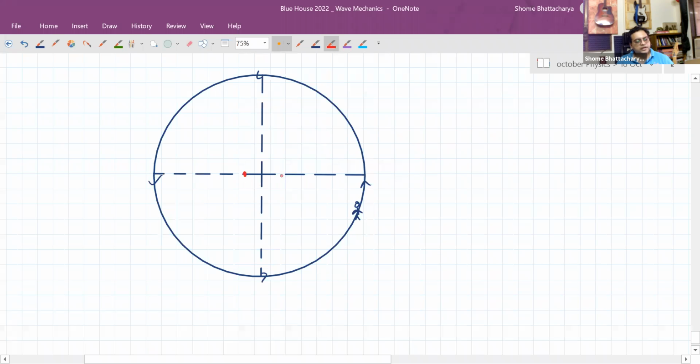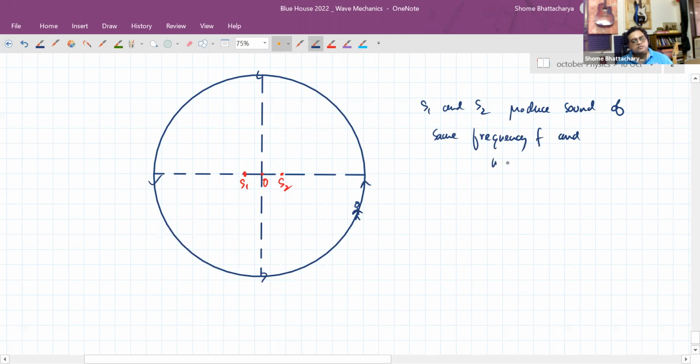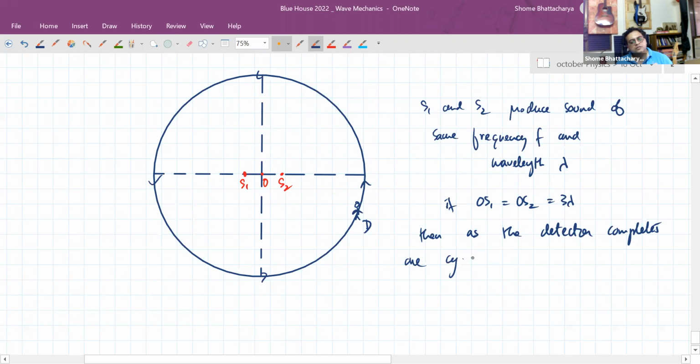So S1 and S2 are symmetrical with respect to the center, and S1 and S2 produce sound of same frequency F and wavelength lambda. So if OS1 is equal to OS2, equal to 3 lambda, then as the detector completes one cycle of the circular path, you have to find out how many positions he will experience constructive and how many positions destructive.